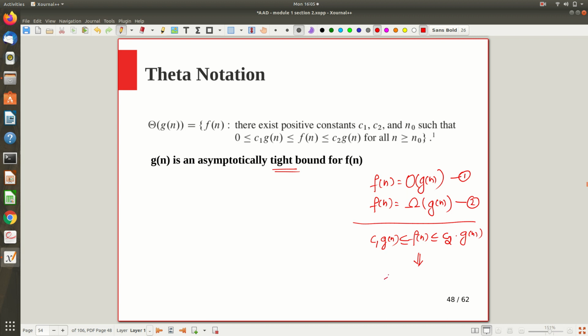Accordingly, I'm getting the lower bound as well as the upper bound the same. If I'm getting that, I can say that f of n is lower bounded by g of n and upper bounded by g of n. Or it is tightly bounded by g of n. So that is the whole essence. Now, as usual, there exist positive constants c1, c2 and some n0 such that this is true for all values of n greater than or equal to n0.